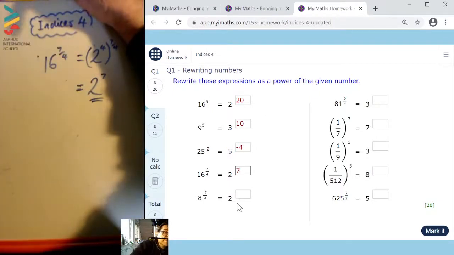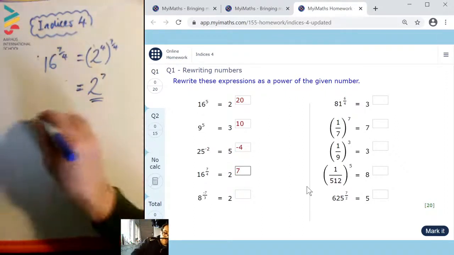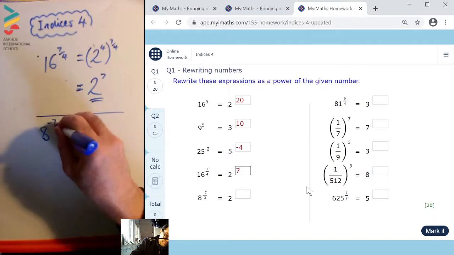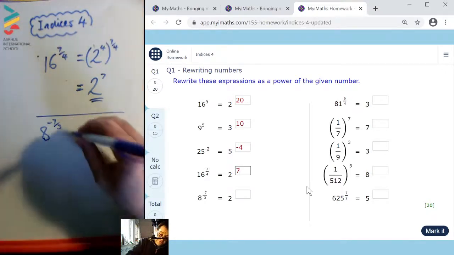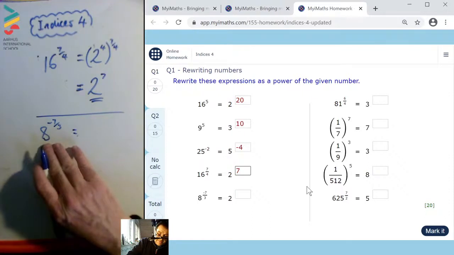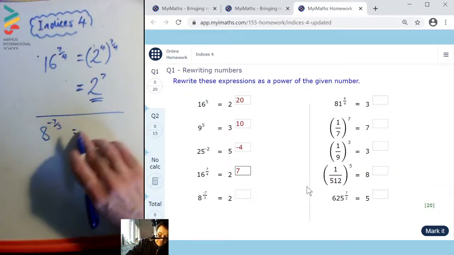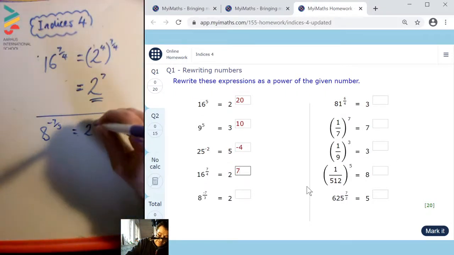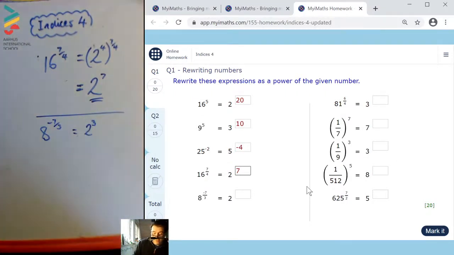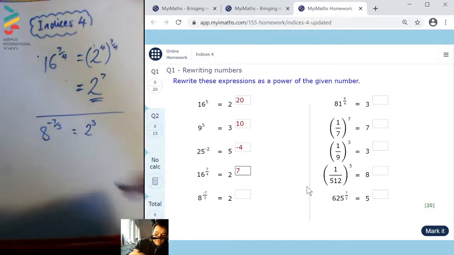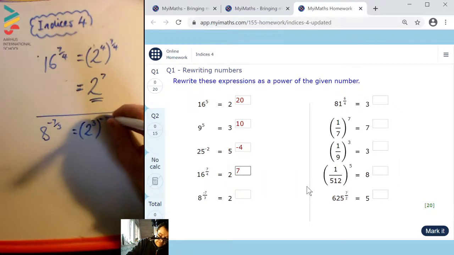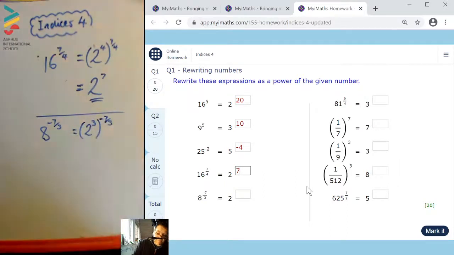And the next one, I think that says 8 to the power of minus 7 over 3. 8 to the power of minus 7 over 3. Once again, I notice that 8 is a power of the thing that we want it to be written as a power of. So 8 is a power of 2. 8 is 2 to the power of 3, because 2 times 2 times 2 makes 8. So that's the same as 2 to the power of 3 to the minus 7 over 3.